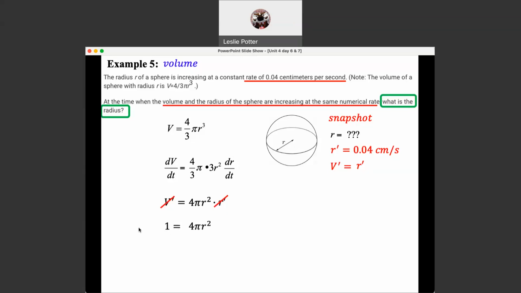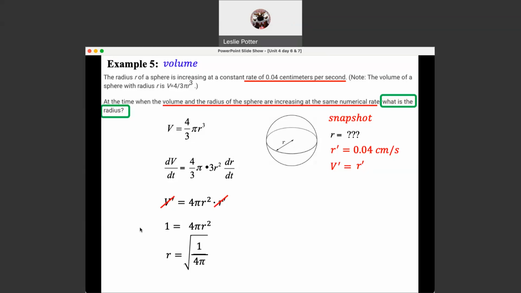And notice this is all no calculator, right? We're just going to bring the 4 pi along. We're going to divide by the 4 pi, and then we're going to square root it. So our radius is 1 over 4 pi, and then square rooting that. It's a pretty tiny radius, come to think of it.